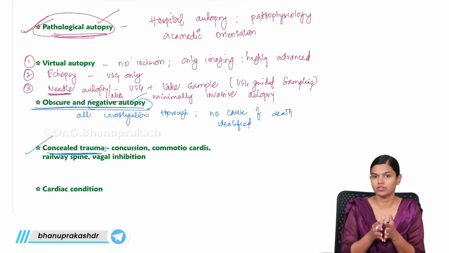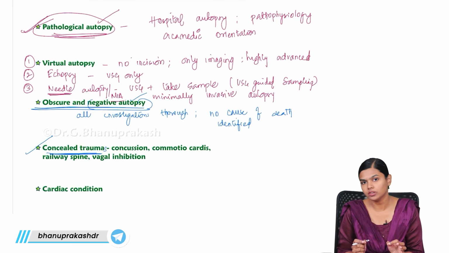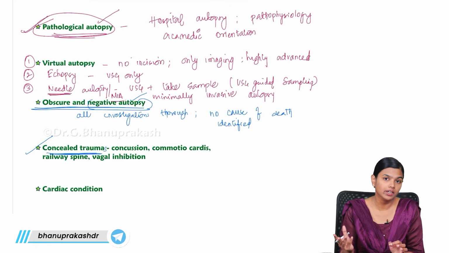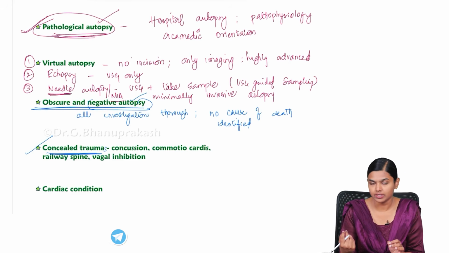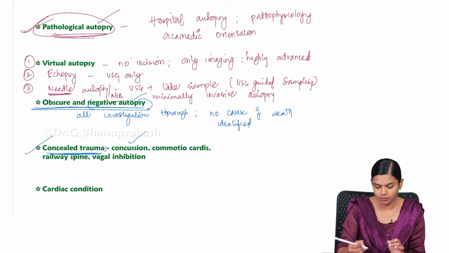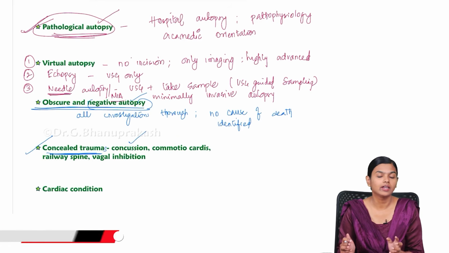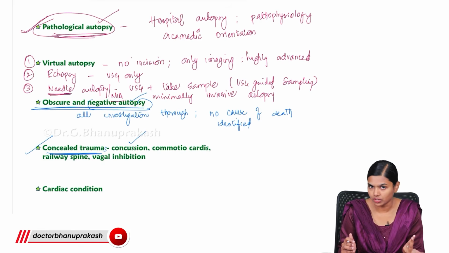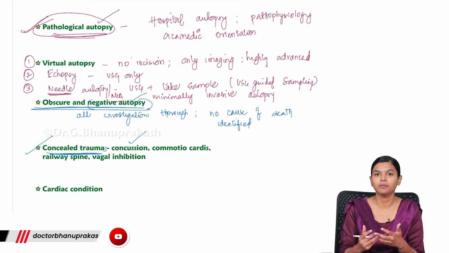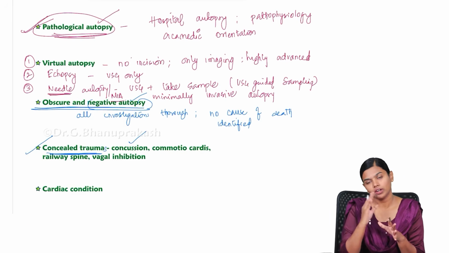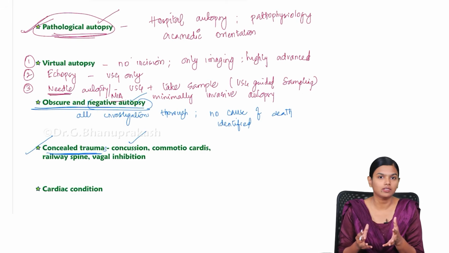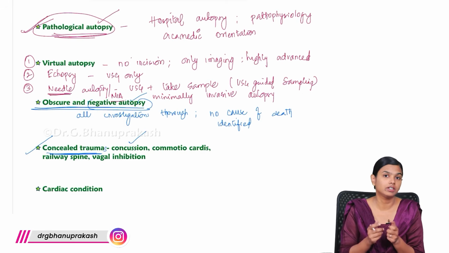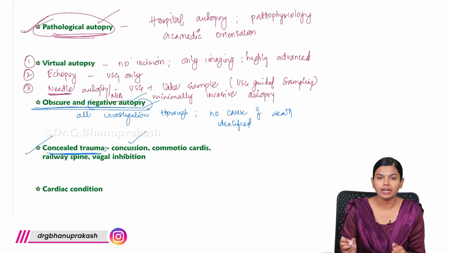People will have a very trivial injury, or sometimes a major injury also, but externally or organically you won't be able to find any difference in them. Still they will suffer from concussion and suddenly die. In such cases, even after histopathological examination, you won't find any changes. If you don't have the proper history and only get the body, you will still get nothing. So we call such autopsy a negative autopsy.